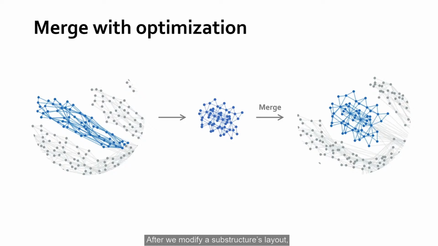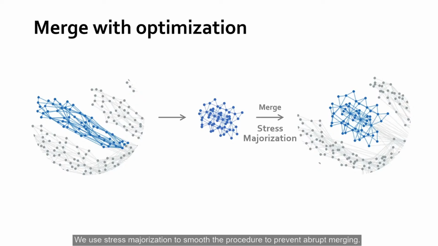After we modify the substructure's layout, how can we merge it back into the entire layout? The merge process is similar to a deforming step in the modification transfer. We use stress majorization to smooth the procedure to prevent abrupt merging.